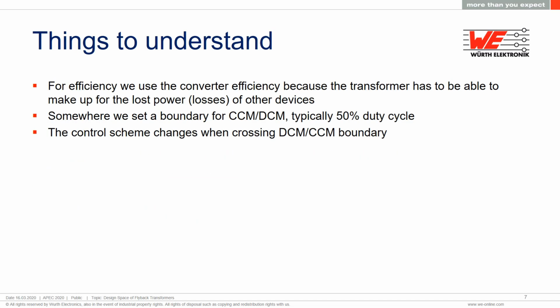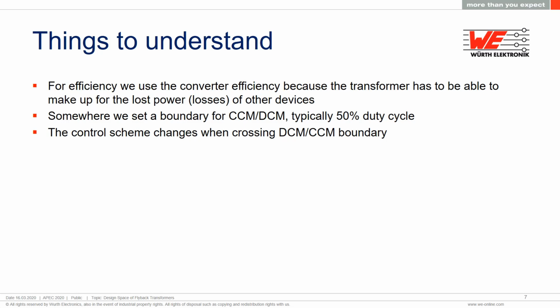There are a few things that we need to understand before we start looking at the limitations. For efficiency, we want to use the converter's efficiency because the transformer has to be able to make up for the losses of other devices. Things like voltage drops in the output diodes can have a big impact unless we're using synchronous rectifiers. A well-designed transformer will have very low losses. Granted, the burden is switched back to transformers with the efficiencies of gallium nitride and silicon carbide, but these are not mainstream yet. Diode drops and the like have to be made up in the power that's transferred to the secondary side.